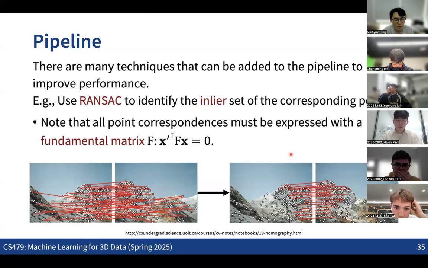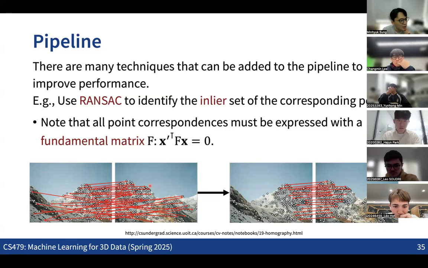How many of you are familiar with the RANSAC idea? Maybe if you took a computer vision course or something. So I'm not going to get into any details for RANSAC, but this is a technique for finding the inlier set of the corresponding points. When you have these pointwise pairs across the different images, there might be noisy correspondences like this, right?